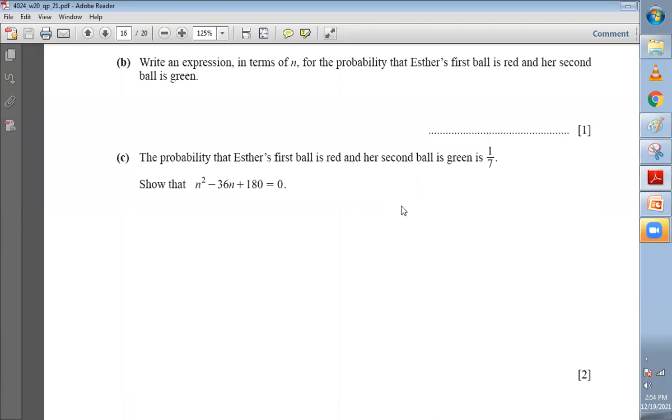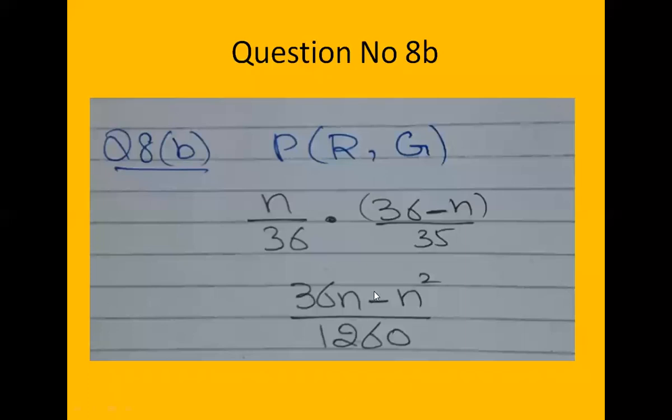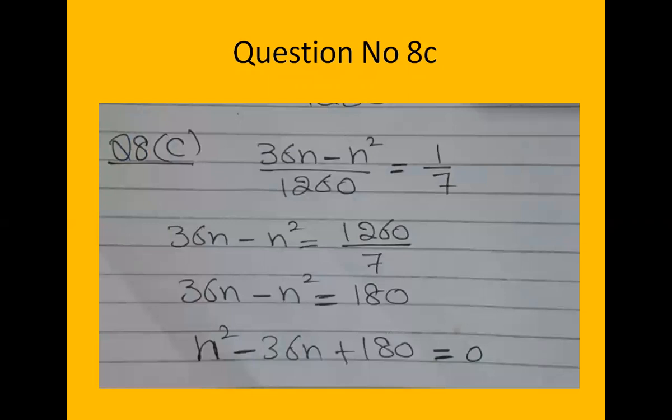Then he says the probability that Esther's first ball is red and her second ball is green is 1 by 7. Show that this reduces to this equation. So we have found the red, green probability is (36n minus n squared) divided by 1260, and they said that this equals 1 by 7. So I will write: 36n minus n squared divided by 1260 equals 1 by 7.